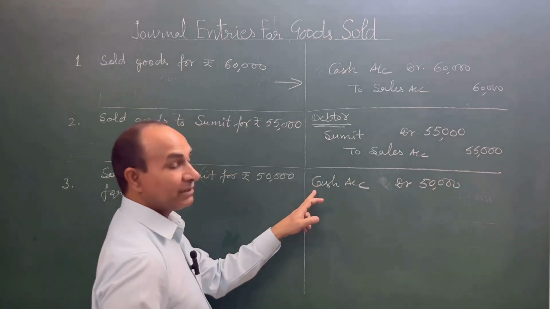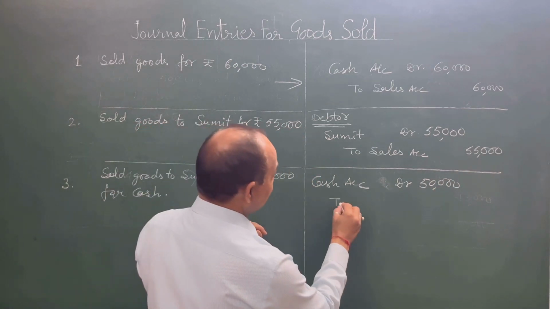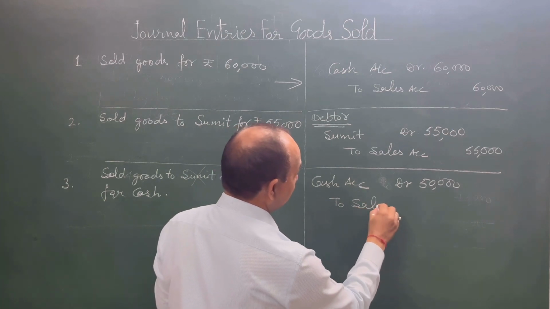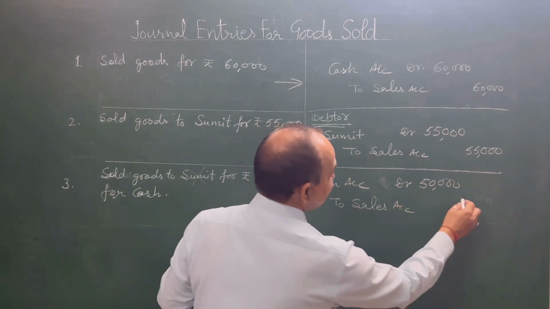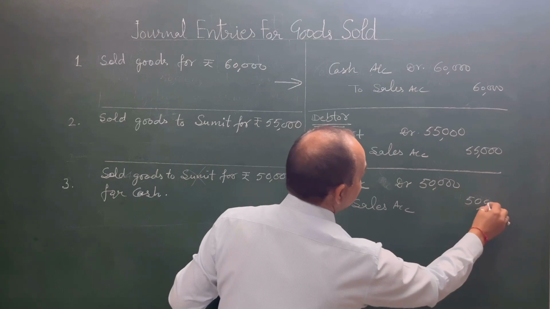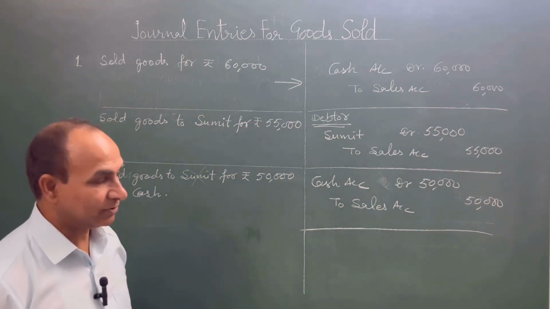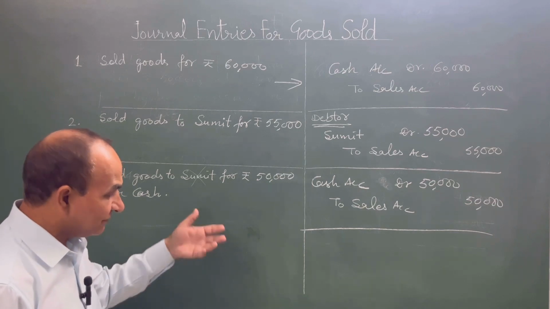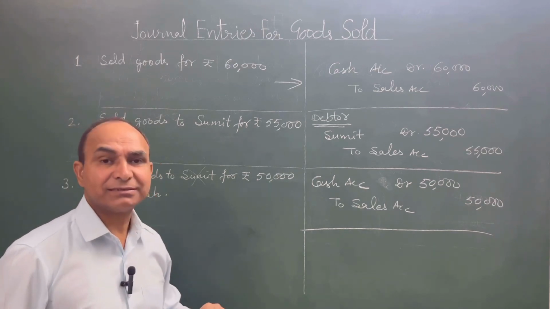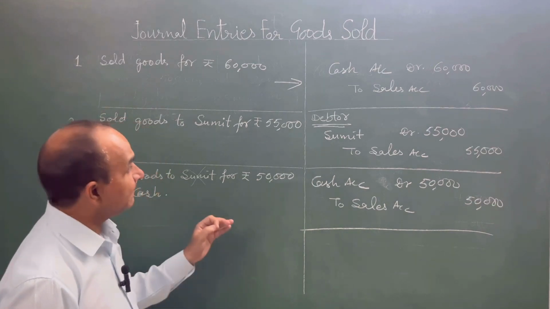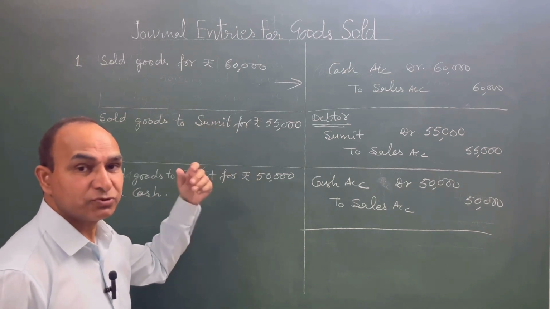Since cash is a real account, debit what comes in. To sales account: whenever goods are sold, the sales account is obviously credited since it is the main source of revenue, and it's a nominal account. Now in the next phase of this lecture, let's discuss the treatment of expenses incurred on goods sold.